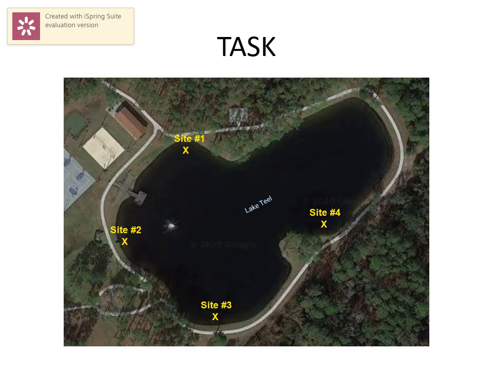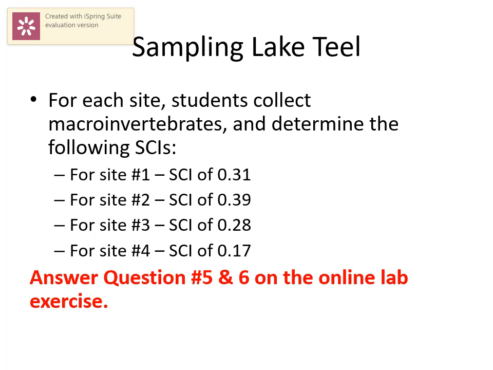So 4 sites. And for each site, these are the SCIs we get: 0.31, 0.39, 0.28, and 0.17. For this area, I want you to calculate the average of these SCIs for Lake Teal. And then you're going to determine, what is the overall health of this aquatic community?